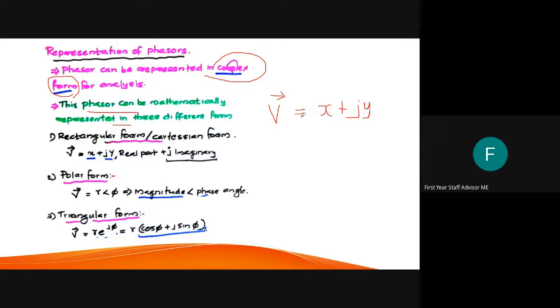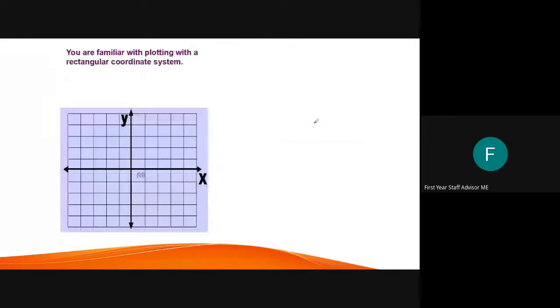So if I represent a phasor in rectangular form, I have to write the expression like this: v equal to x plus jy. This is one example. There will be an x-axis and a y-axis. This x-axis is called the real axis.